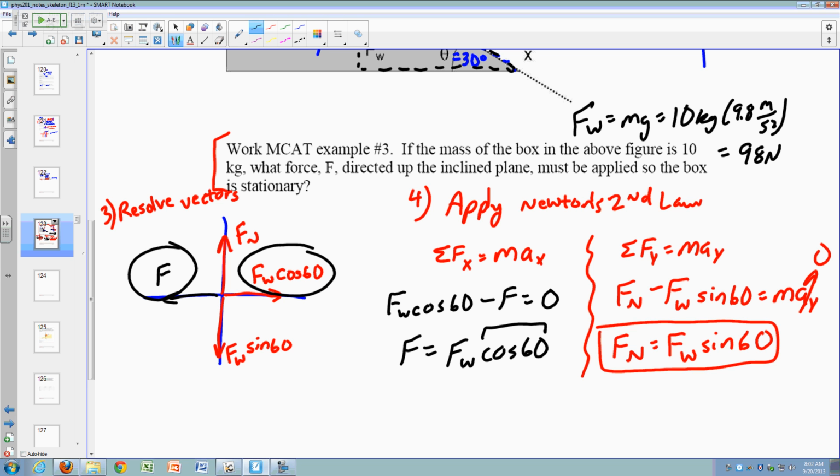Of course, cosine 60 is what? Is a half, right? It's a half. So a half of our force weight is 49 newtons.